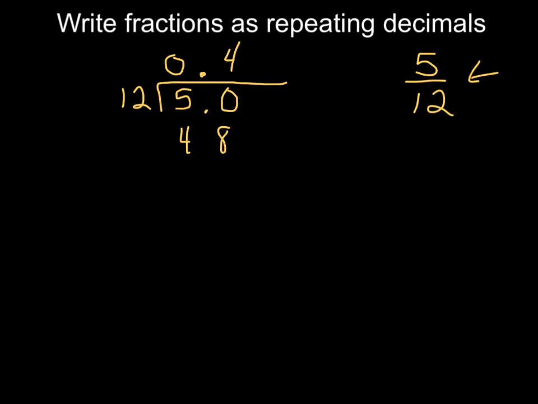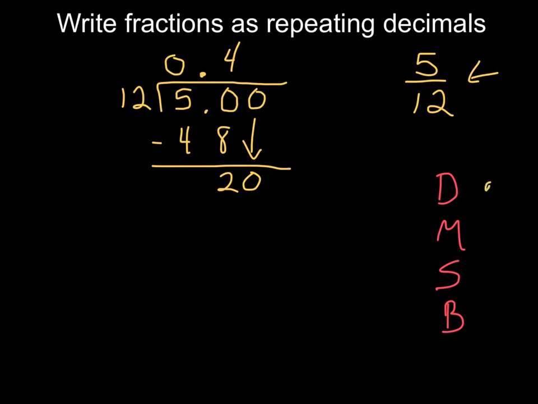Now I subtract. I'm left with 2, and I'm going to bring down a 0 here. Back to my dividing: how many times does 12 go into 20? That'll be 1 time. Now I multiply. 1 times 12 is 12. Now I subtract. I have 8, and I bring down. I'm going to keep bringing down until I'm left with 0. So that leaves me there.